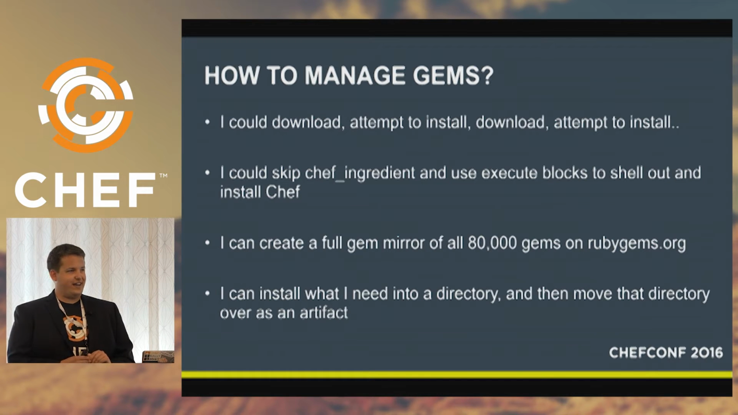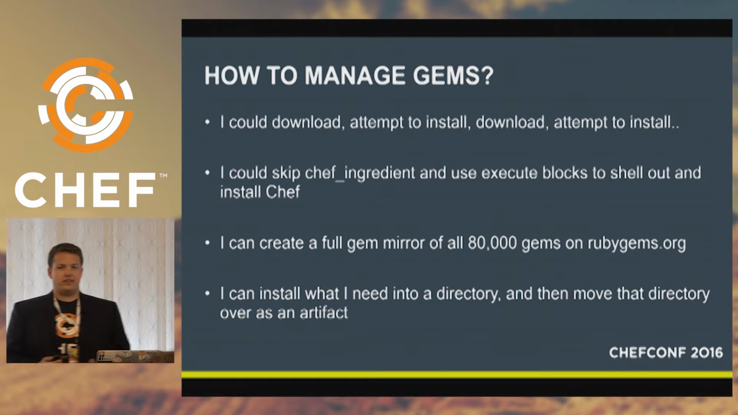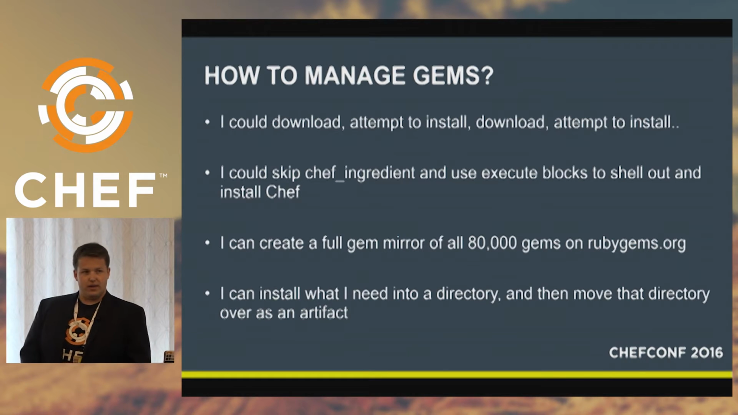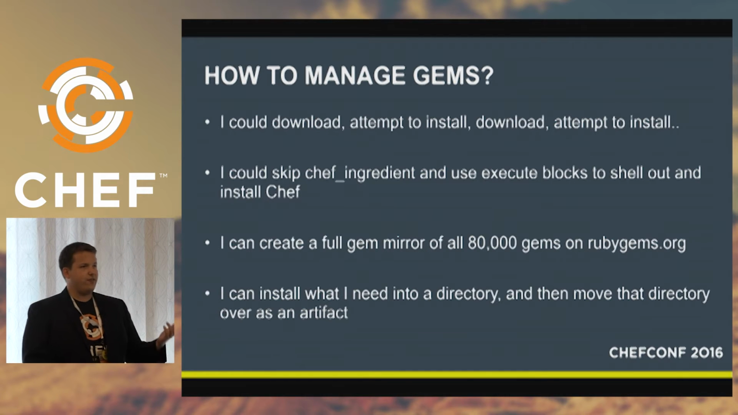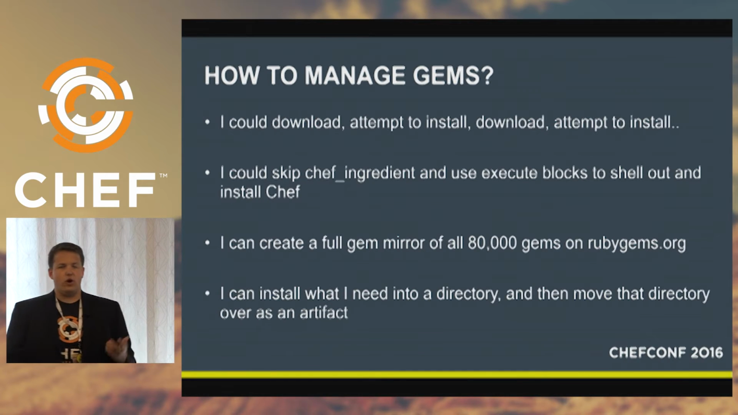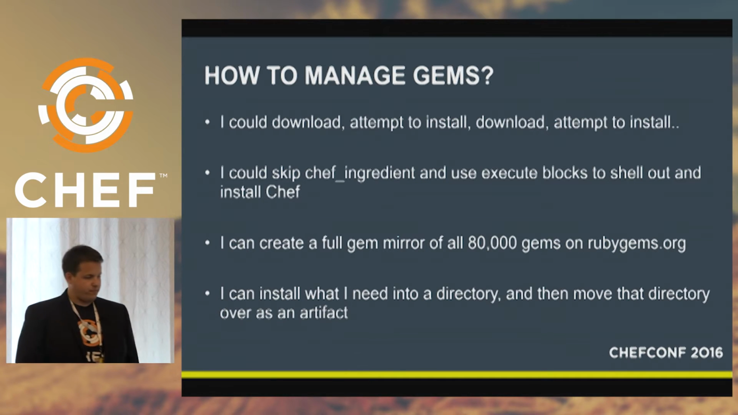Okay, I need a C8 or C4 8XL and a lot of hard drive space because I have to mirror 80,000 gems, right? And we're also talking about running this into a high-side environment. I just downloaded 80,000 gems from the internet, right? There's no way that I went through them. There's no way that I understand what they all do. So that doesn't work either.